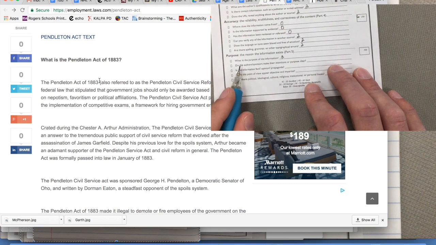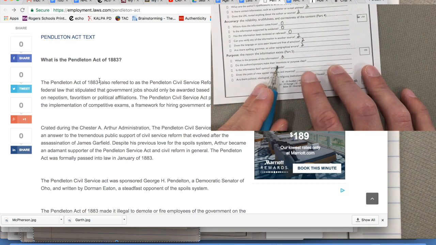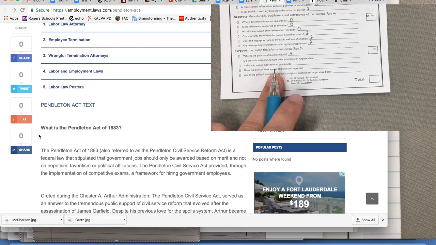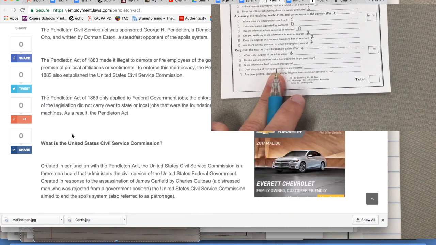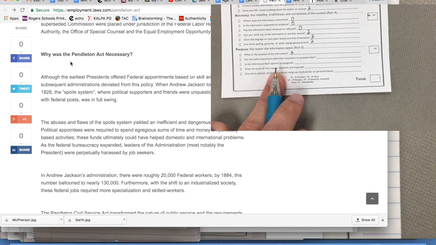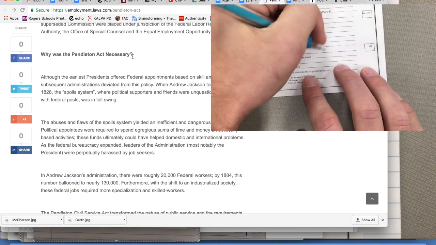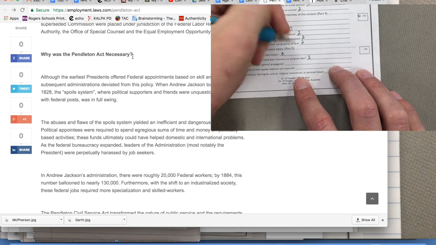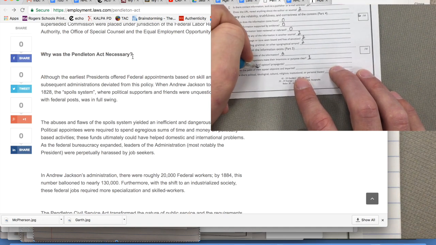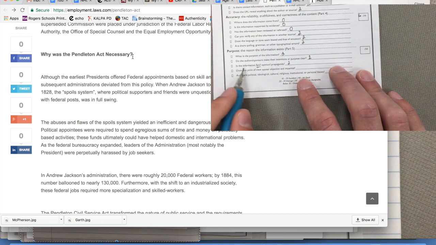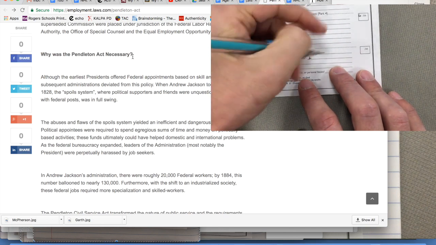Do the author's sponsors make their intentions or purpose clear? Well, kind of. What is the Pendleton Act of 1883? They're trying to inform us. What is the United States Civil Service Commission? It's informing us about history. Why was the Pendleton Act necessary? So I'm going to give that a 2. Is the information fact, opinion, or propaganda? Well, obviously you'd give facts a little bit more weight than you would propaganda. I'll give that a 2. Does the point of view appear objective and impartial? Yes, so I'm going to give that a 2.